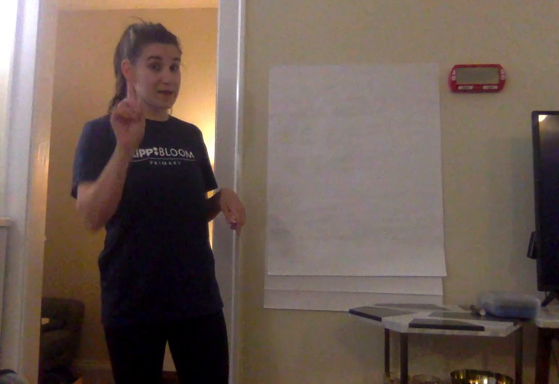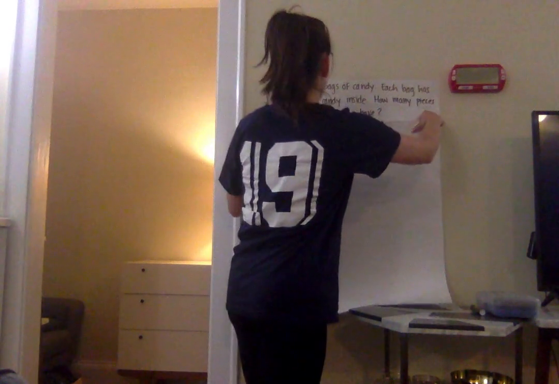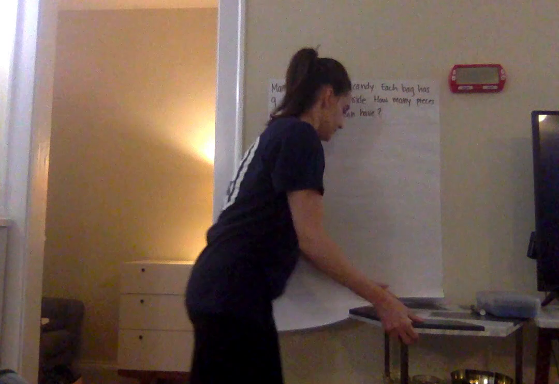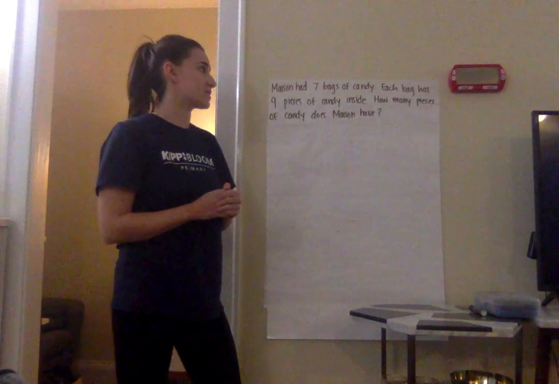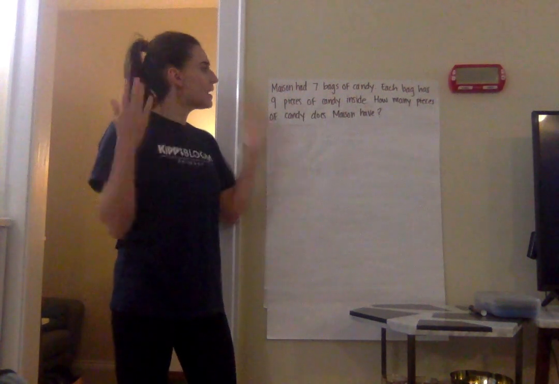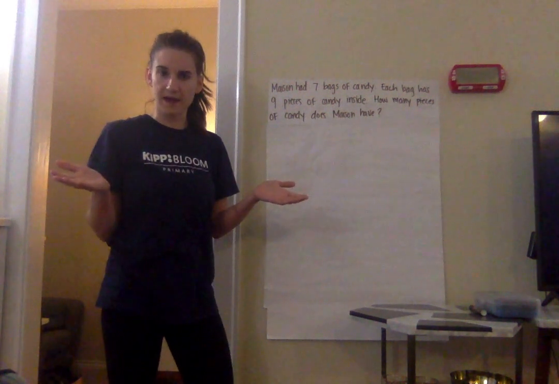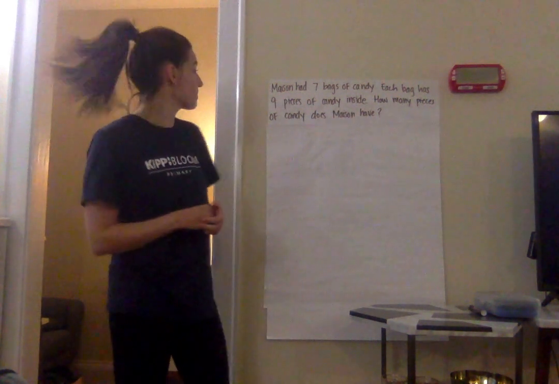Let's read our story 2 times, and then you're going to tell it to me. There we go. Mason had 7 bags of candy. Each bag has 9 pieces of candy inside. How many pieces of candy does Mason have? One more time, really lock it in your brain so you're ready to tell it to me.